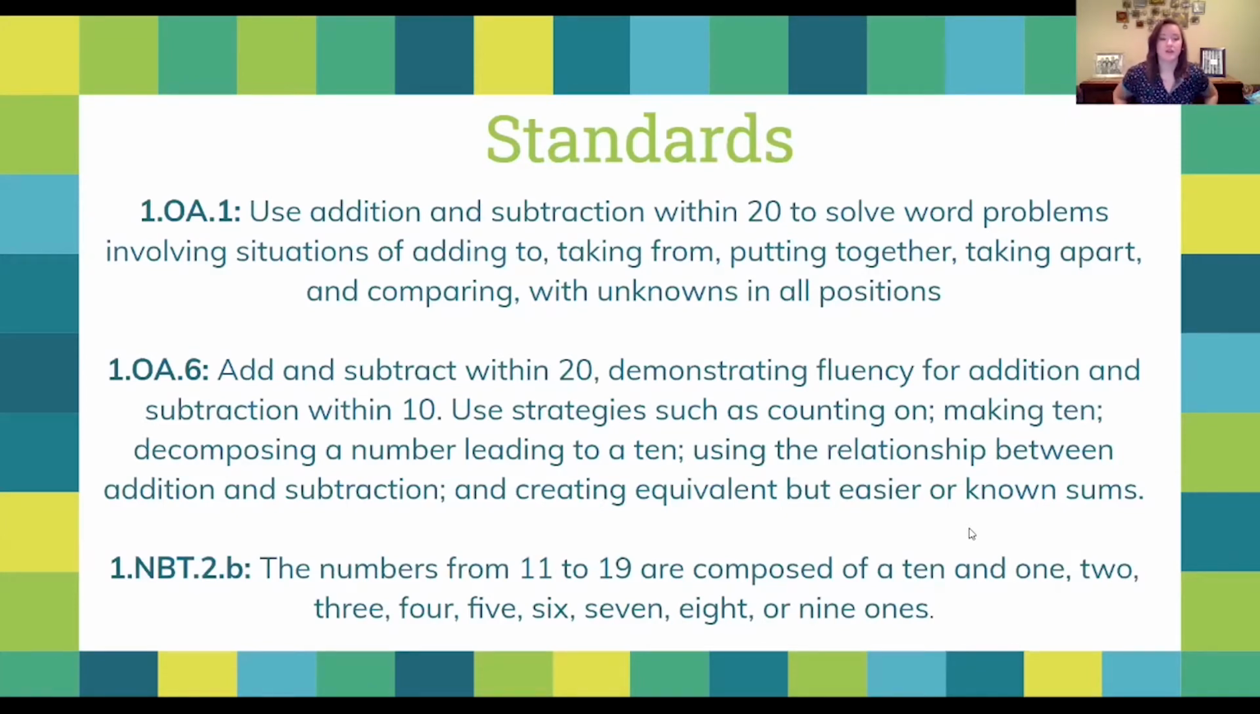So the last one is the numbers from 11 to 19 are composed of a 10 and a 1, 2, 3, 4, 5, 6, 7, 8, or 9 ones. You're probably looking at that and you're like, I have no idea what that means, but guess what? We're going to be talking about it right now. So let's move to our objectives.